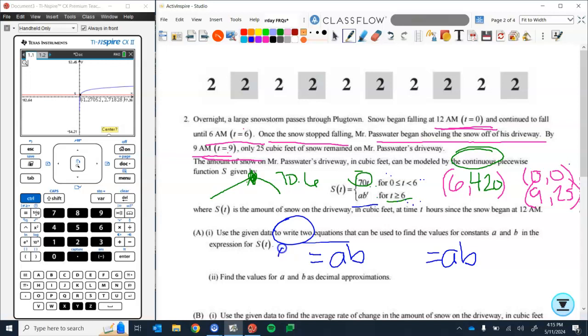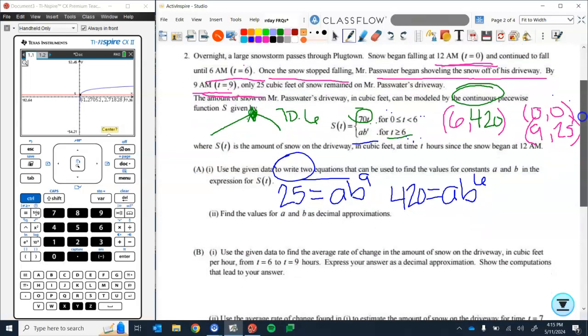So I've got 25 equals A times B to the 9th power, and then 420 equals A times B to the 6th power. Those are my 2 equations that I wrote. I just wrote them. That's it. I did no work. I did nothing else. I have 2 of them. The reason I need 2 of them here is because I have 2 unknowns. The reason we had 3 on another one is because there was 3 unknowns. So I don't have to use this 0, 0 here. But it is something that I know that I might need later.